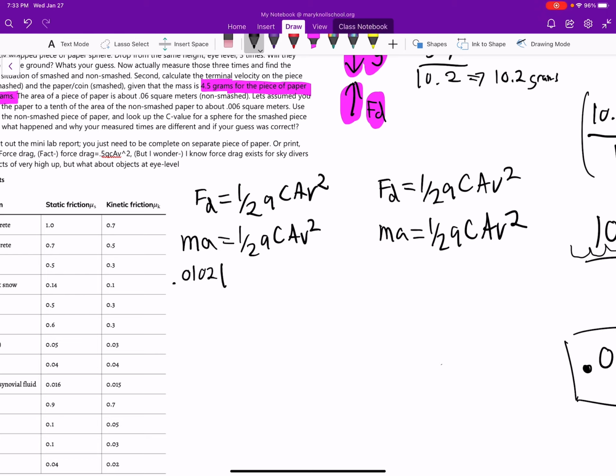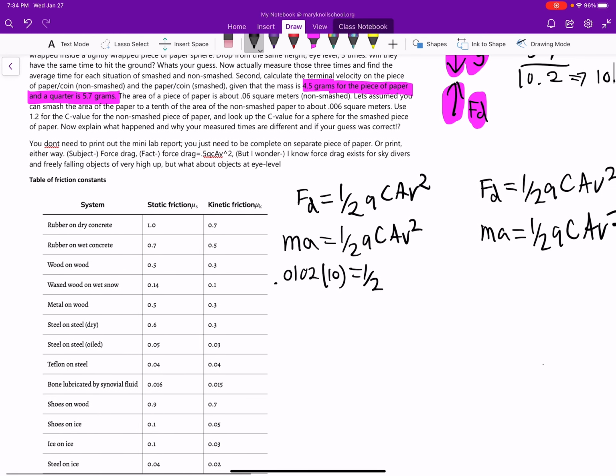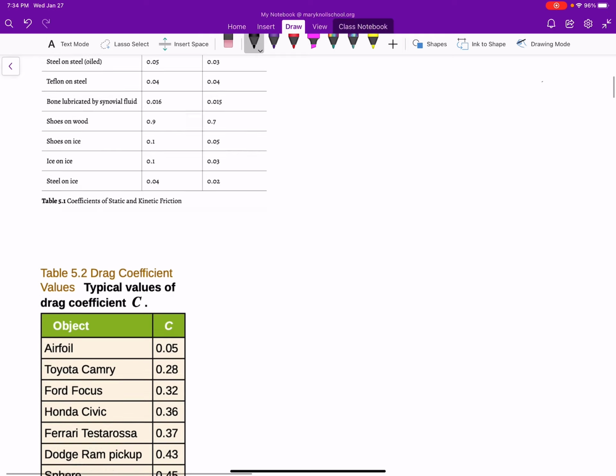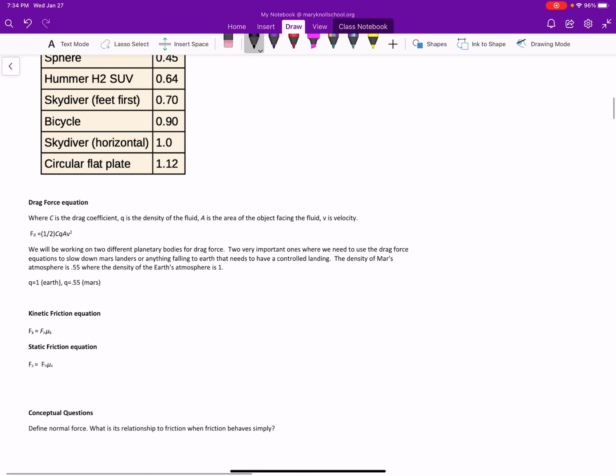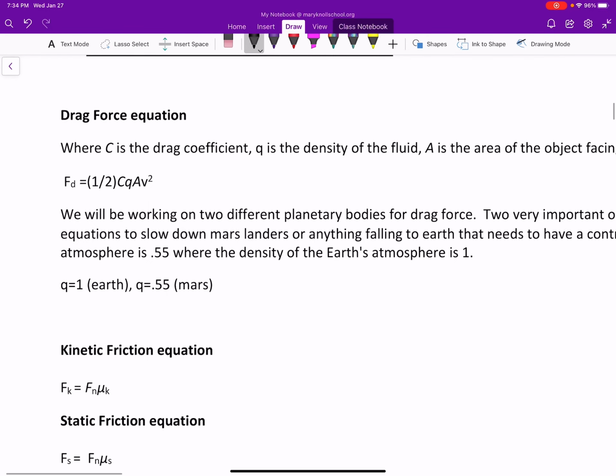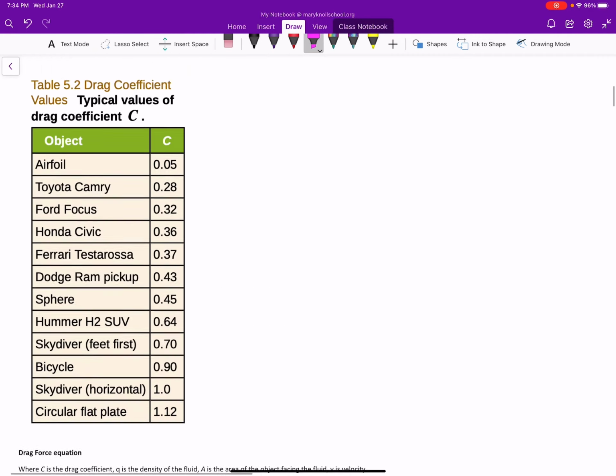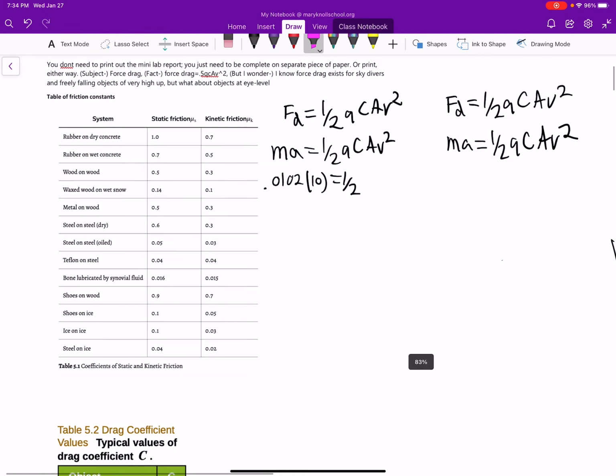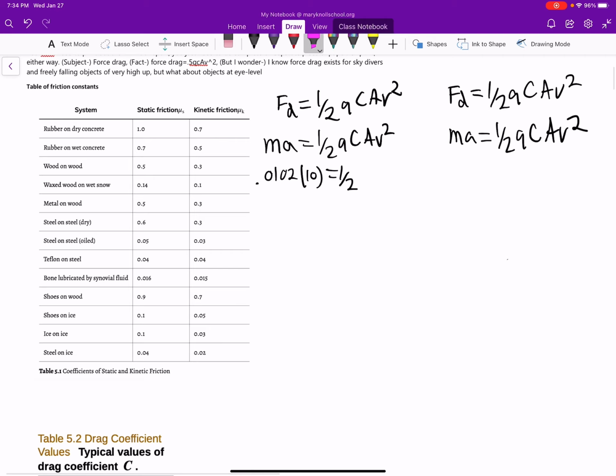0.0102 times acceleration due to gravity, which is 10, equals 1/2 Q. What is Q? Q is on Earth, right? So let's look at that real quick. What is that going to be? We only have 2 Q values in this chapter. And so we have Earth, which is going to be 1. On Mars, it's 0.55. Okay, so Q is going to be 1.